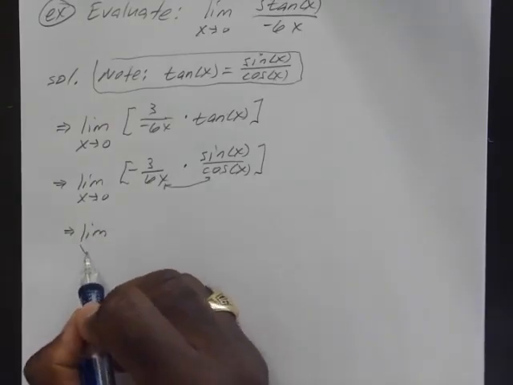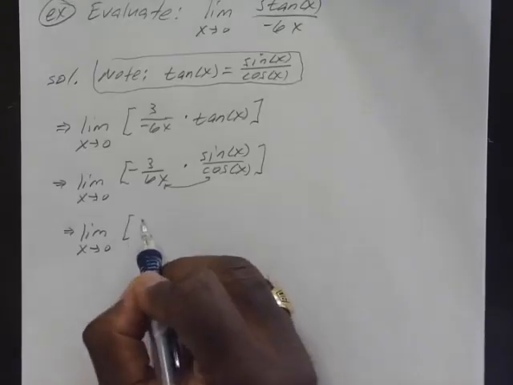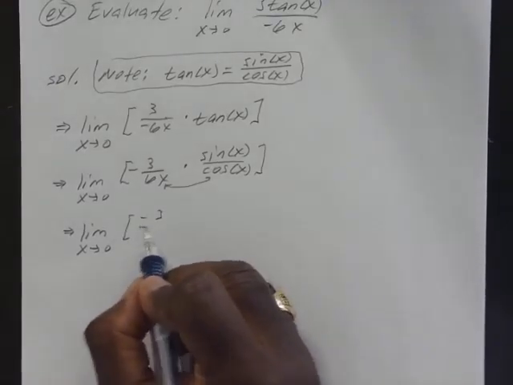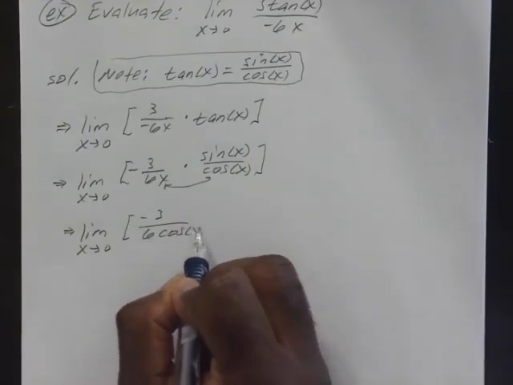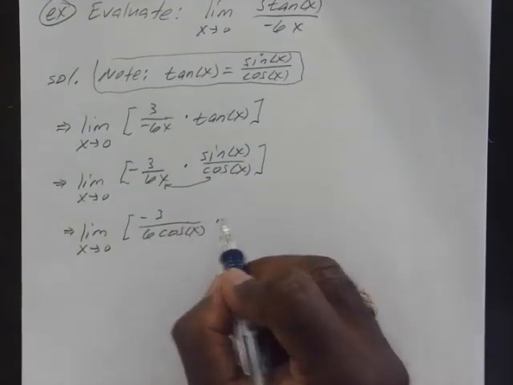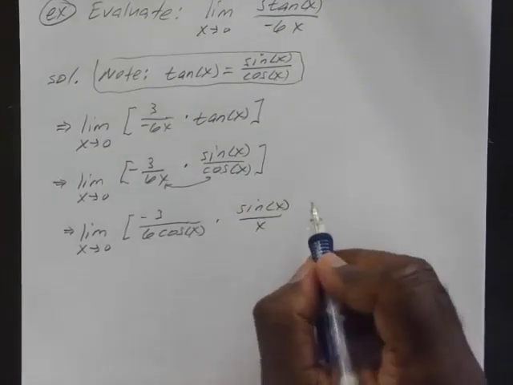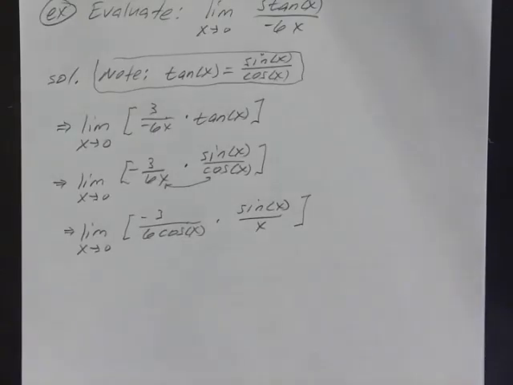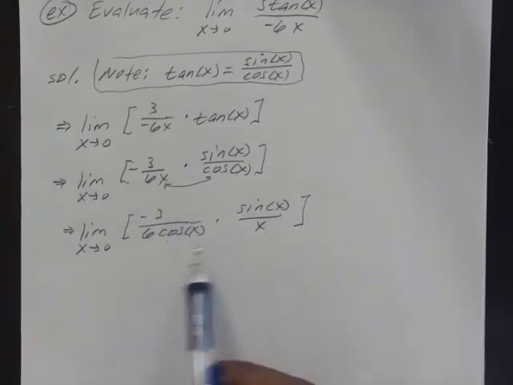So that's the limit as x approaches 0 of -3 divided by 6 times cosine of x times sine of x over x. Okay. Still 6 times x times cosine of x, just kind of shuffled around.